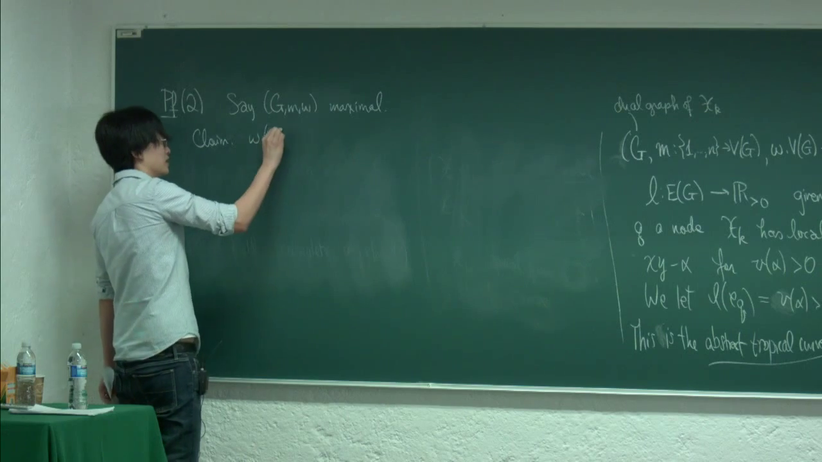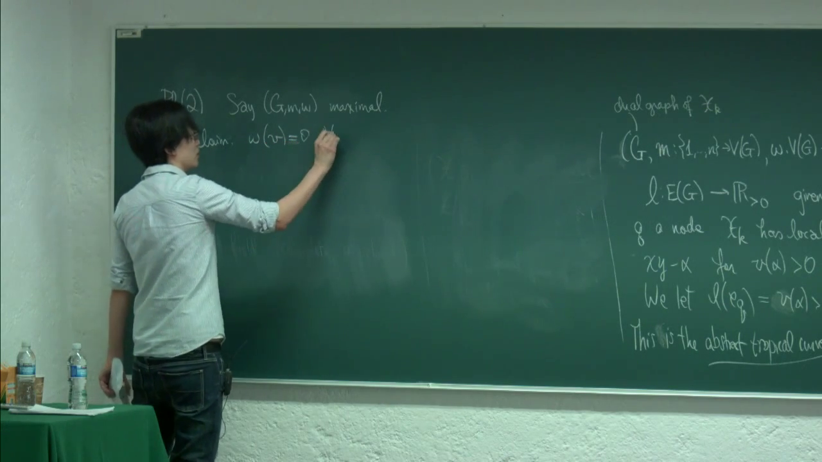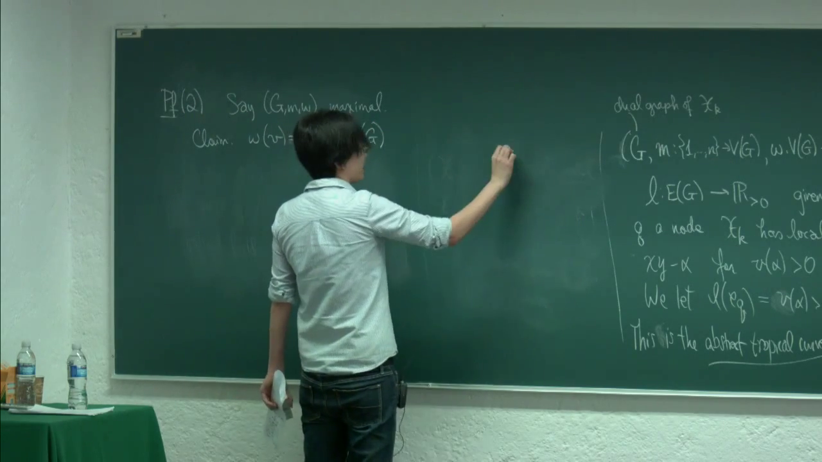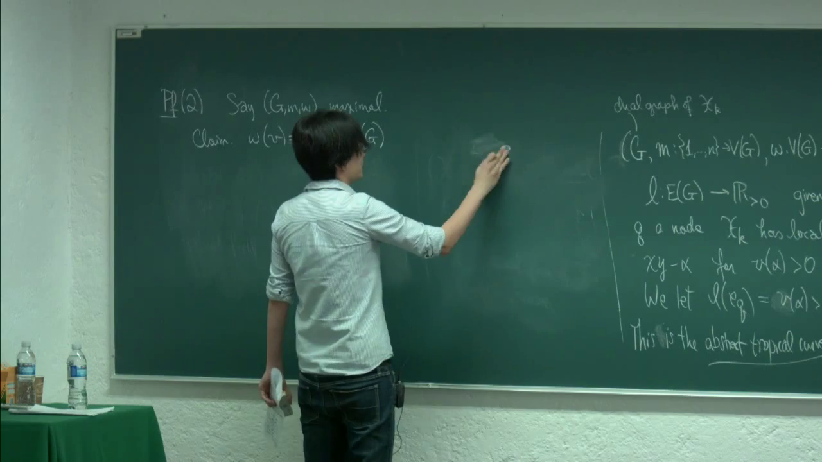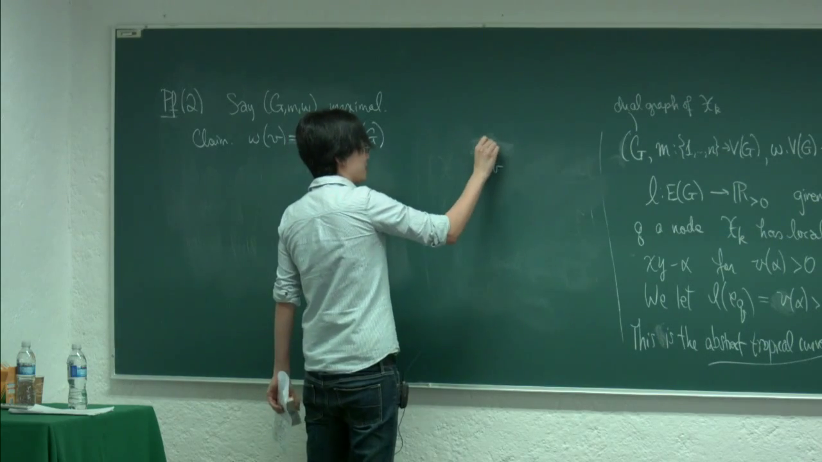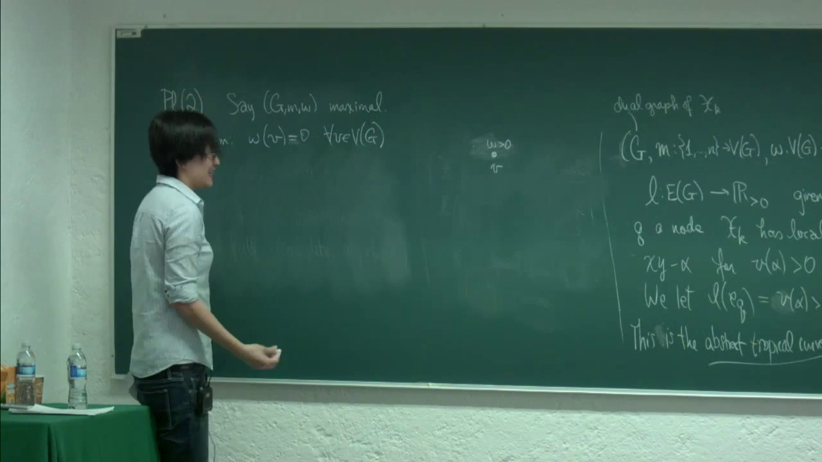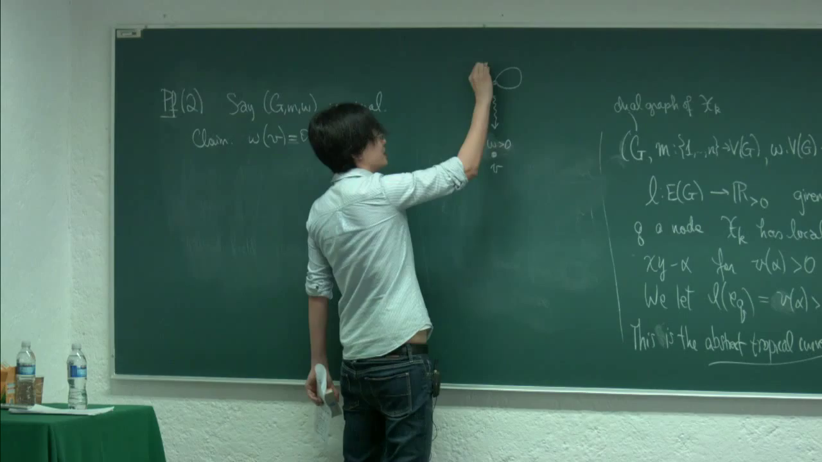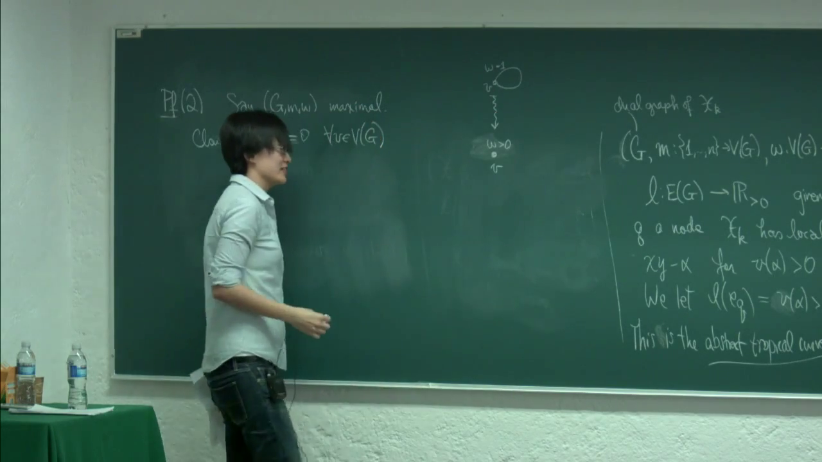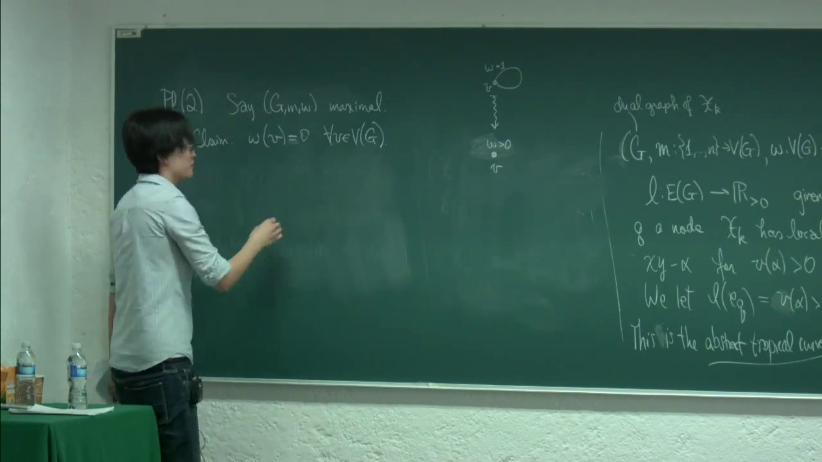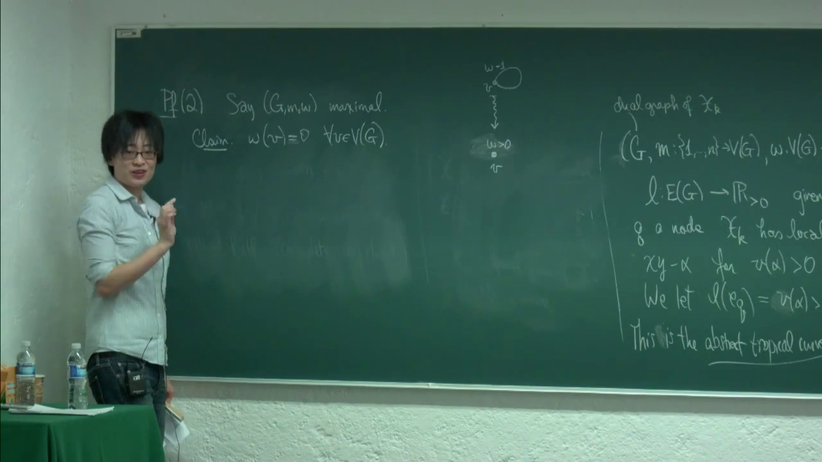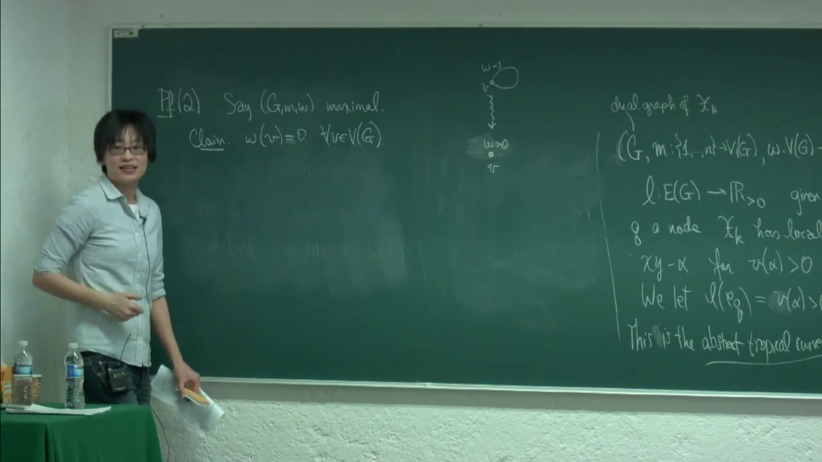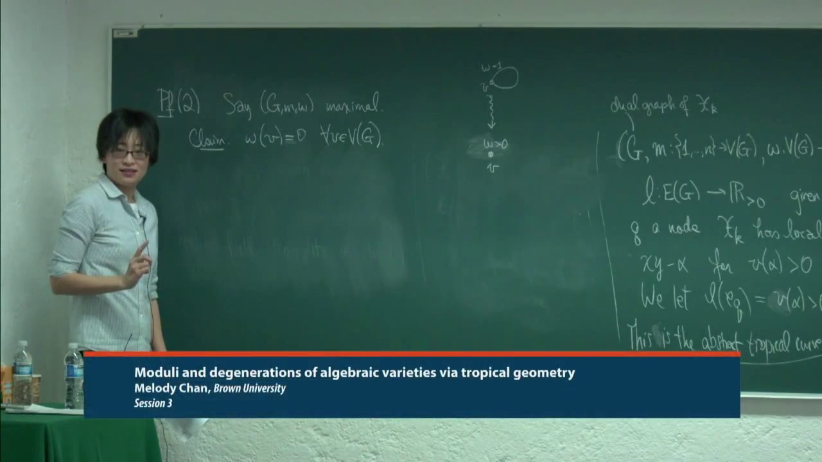So I claim, first of all, that the weights of all the vertices are 0. And here's why. Suppose I have a vertex V of positive weight. Then I can uncontract a loop based at V and decrease the weight. So that contradicts the fact that I was maximal, proving the claim. If I had a positive weight on a vertex, then please build a loop on that vertex and subtract 1 from the weight.